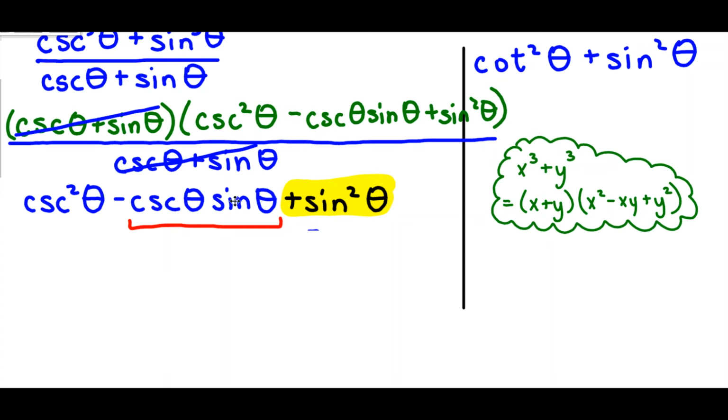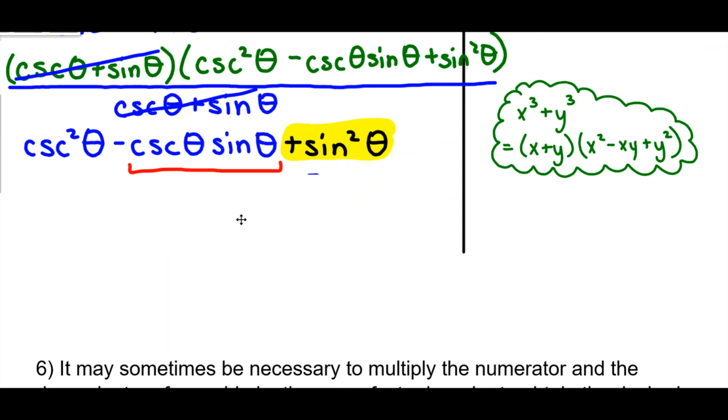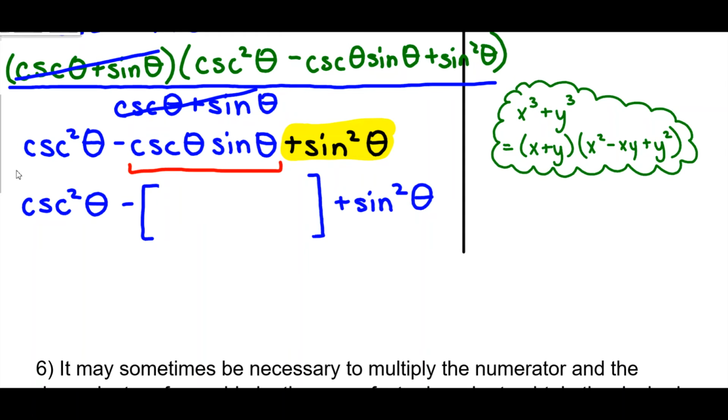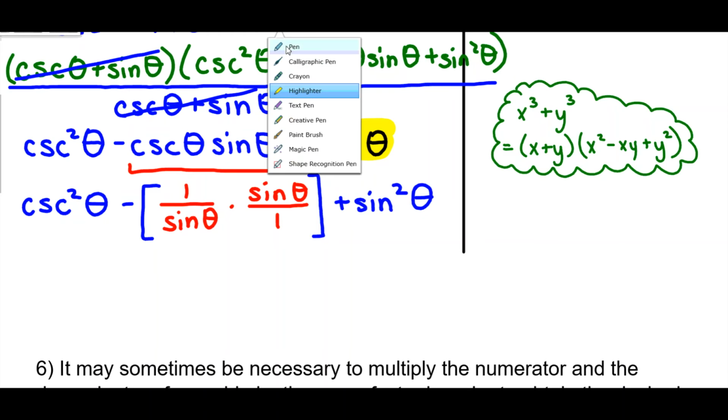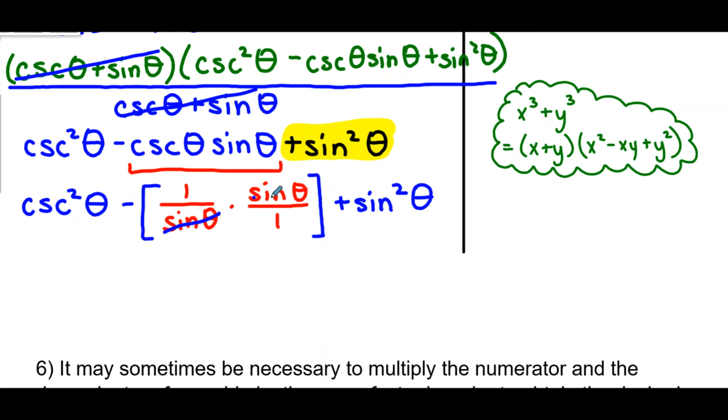Cosecant is the reciprocal of sine, so I'm going to use that to simplify here. So I have this cosecant squared theta, and the minus is going to come down, my sine squared theta is going to come down, and I'm going to rewrite this using the fraction. So cosecant is 1 over sine theta, and I'm going to multiply that by sine theta. Now, this has sine on the top and the bottom, so I can cancel here, and I'm left with just 1. So when I do this, I'm going to have cosecant squared theta minus, this simplifies to just being this 1, plus sine squared theta.